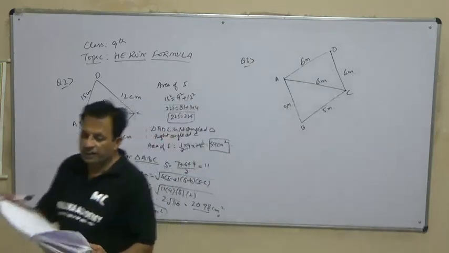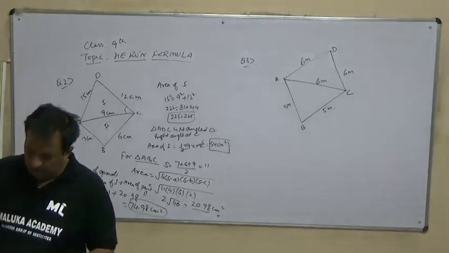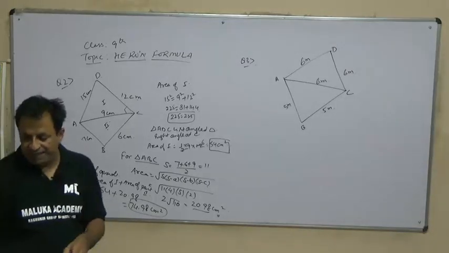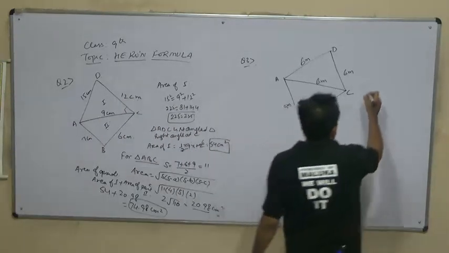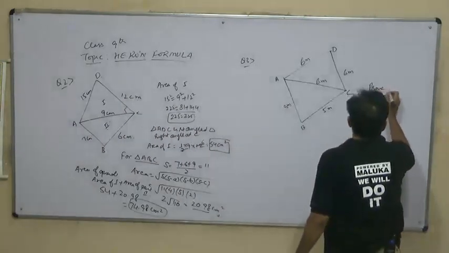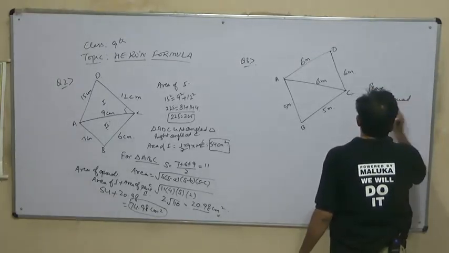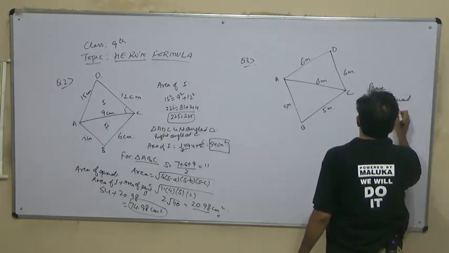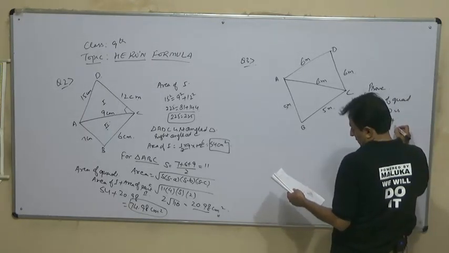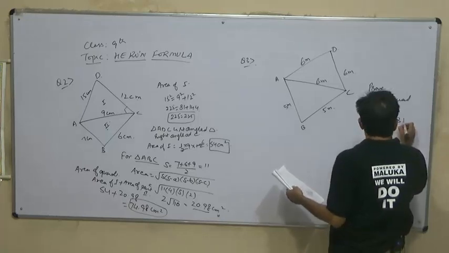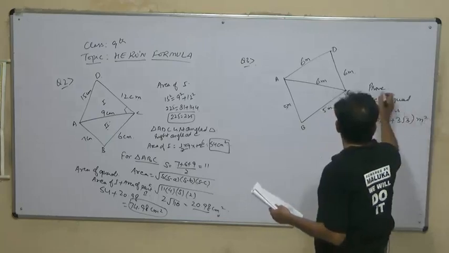We have to find the area of this. We have to prove that the area of this quadrilateral ABCD is 3 into 4 plus 3 root 3 meter square. So this we want to prove.